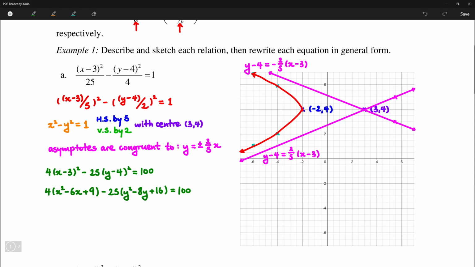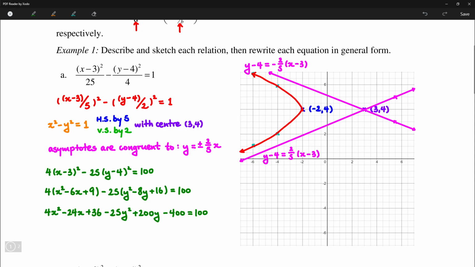Okay, now we can multiply the 4 with every term in the trinomial. So 4x squared minus 24x plus 36 minus 25y squared plus 200y, and then minus 400. Note that in the second trinomial, we're multiplying every term by negative 25. So that's why the coefficient and constants work out the way that they do.